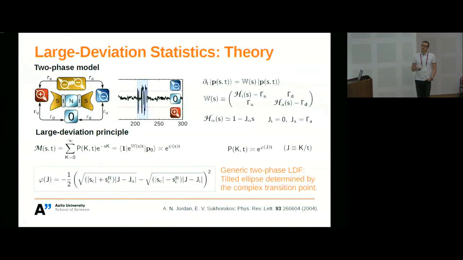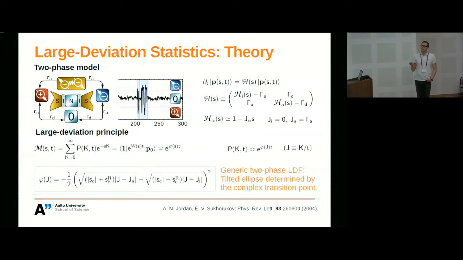So what we want to calculate in the end is the moment generating function. The moment generating function can be written in this way. Here P0 is the stationary state of the system. This vector just contains the number 1. And the W of S is the object which was called the tilted generator before. And it looks like this in the coarse-grained picture. It's just a 2 by 2 matrix.